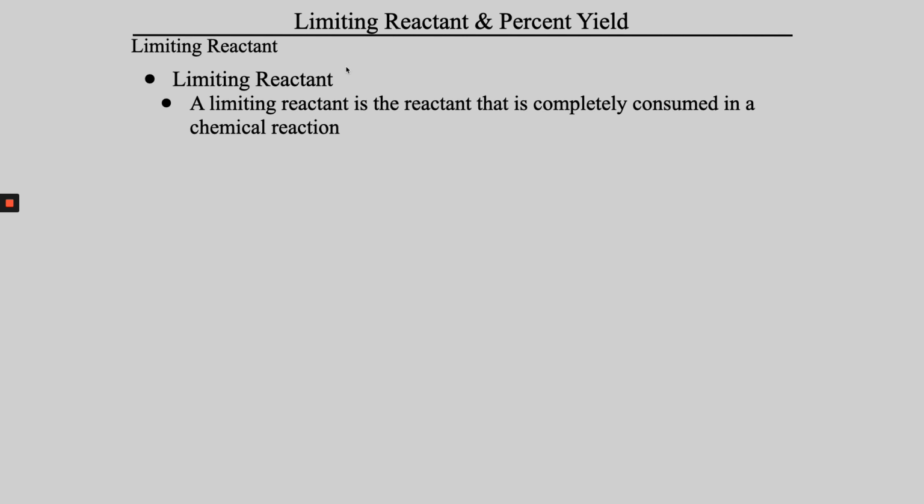So guys, let me just give you bullet number two, and then it all ties together. The reason we call this a limiting reactant is because it limits the extent to which a reaction can go. Once you're out of limiting reactant, you're done.